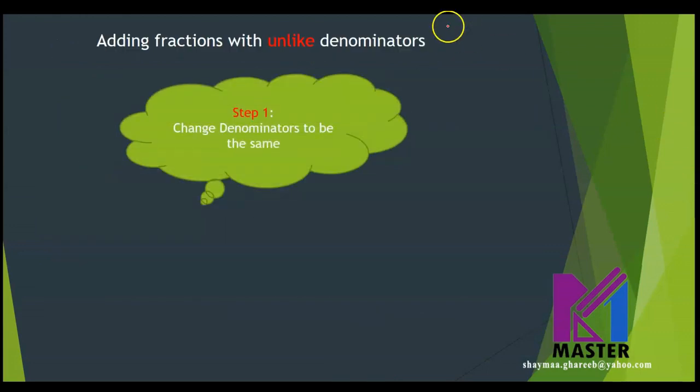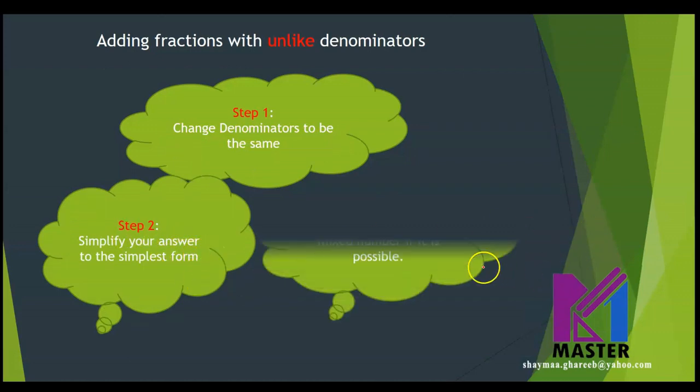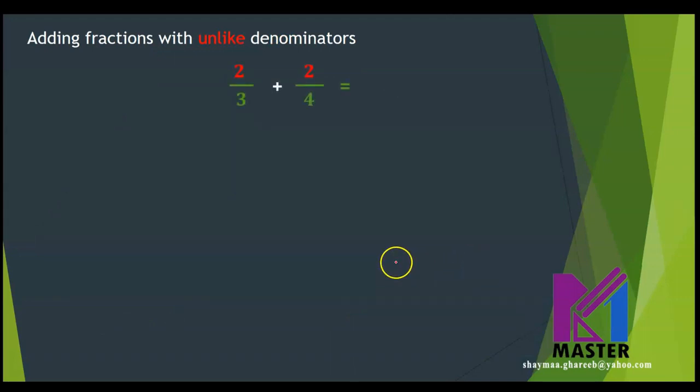Adding fractions with unlike denominators. So the first step you have to follow when we add fractions with different denominators is that we have to change the denominators to be the same. Then we simplify our answers to the simplest form. Then we change our answer into a mixed number if it is possible. So now let's see an example.